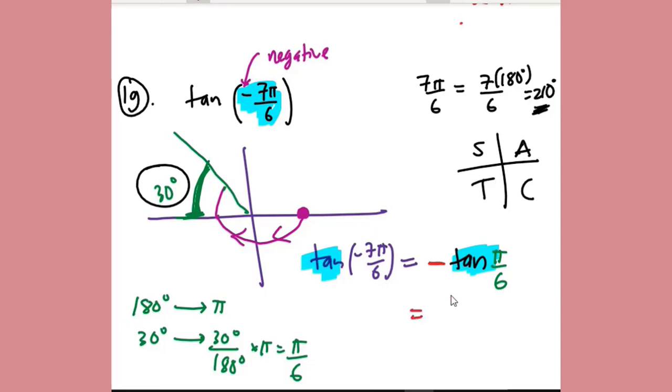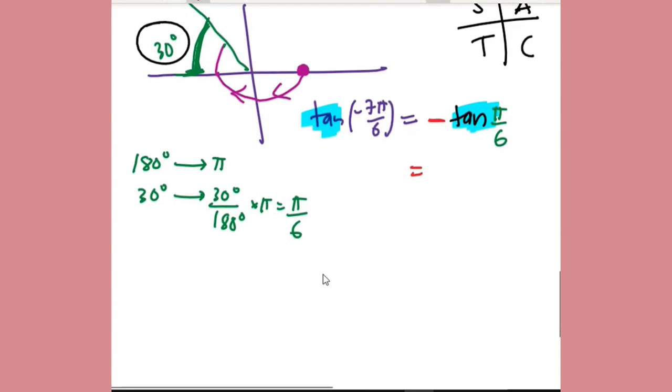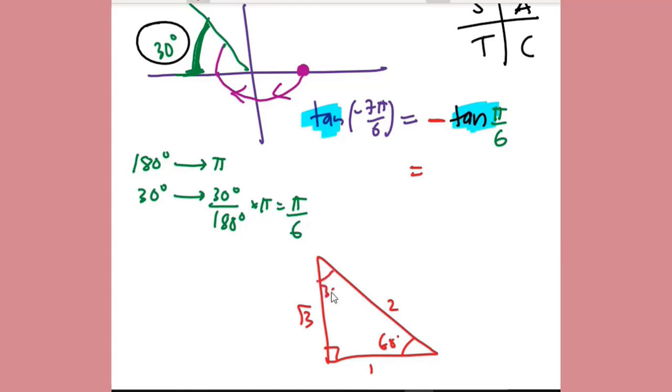And then you can use a calculator. Or write down the triangle. If you want to remember, the triangle is 1, 2, square root of 3, with 60 and 30. Or just check using a calculator. This one is to show that you did not use a calculator. Tangent 30 here.